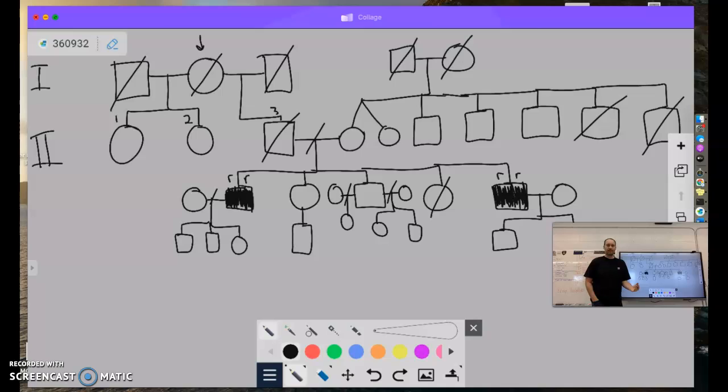There's only one way, if they're right-handed, they would have to be what I would call a carrier. So then you fill them half in. So then they'd be big R, little r. Big R, little r. Okay?